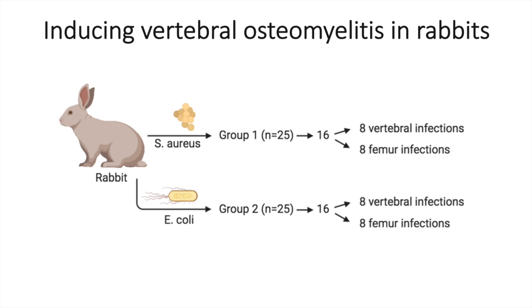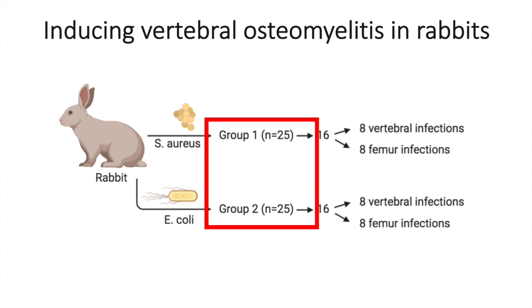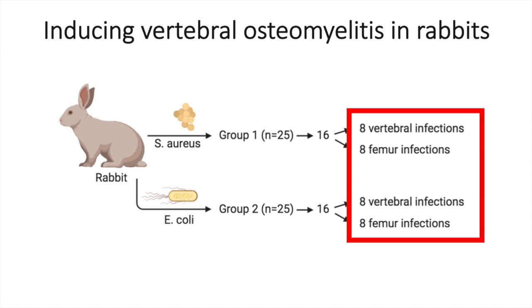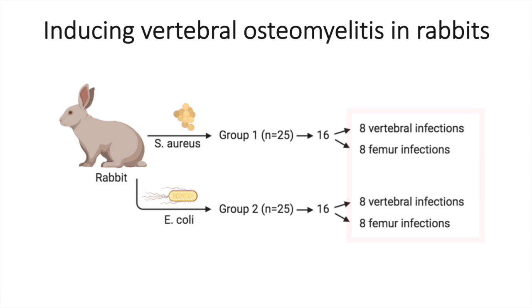If we look at the experimental part of this article, we are trying to induce vertebral osteomyelitis in rabbits by either gram-positive bacteria or gram-negative bacteria. We divide the rabbits into two groups, each group containing 25 rabbits, and out of the 25, only 16 successfully infected rabbits were used. These 16 rabbits were infected differently, where 8 of them had induced vertebral infections and the other 8 had femoral infections.